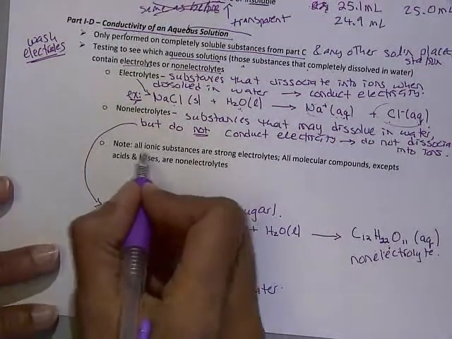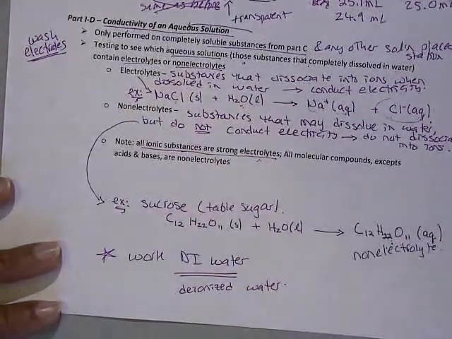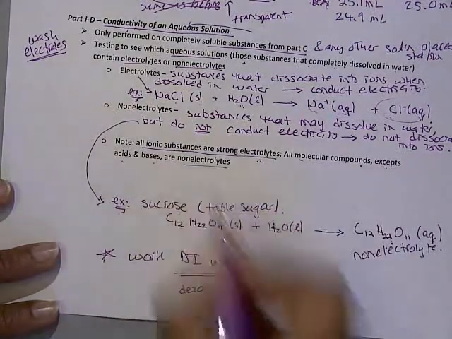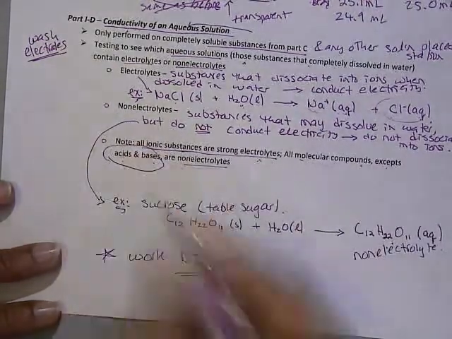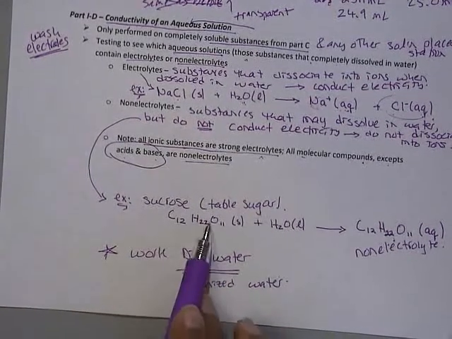One thing to note, all ionic substances, as I said, are strong electrolytes, meaning your bulb should light up. All molecular compounds, except acids and bases, are non-electrolytes. So acids and bases are in fact electrolytes, and we'll cover that later on in the semester when we start discussing acids and bases. Sucrose is a molecular compound.